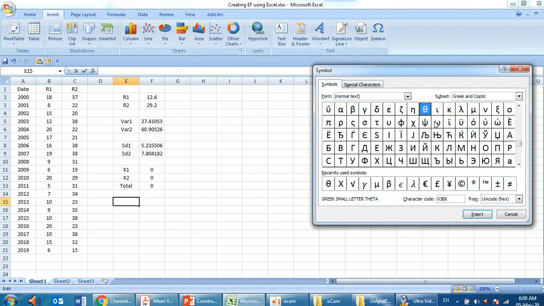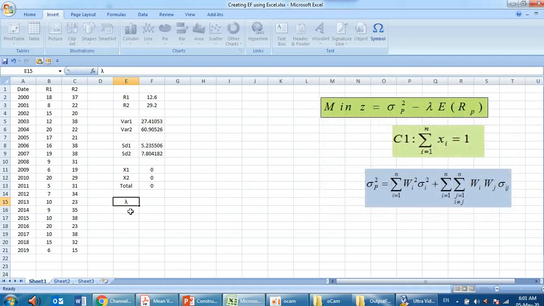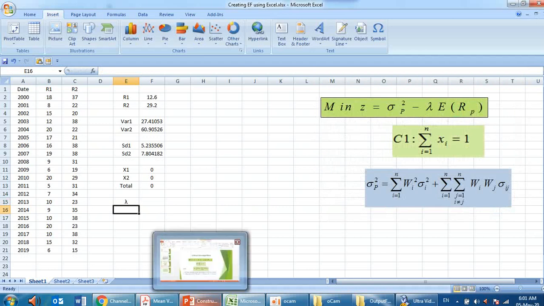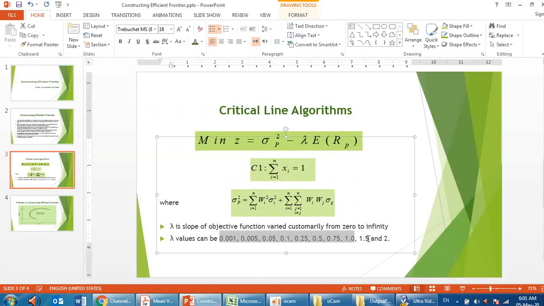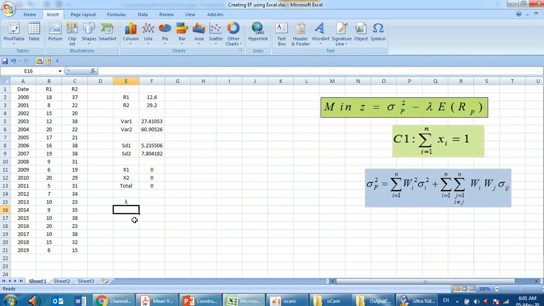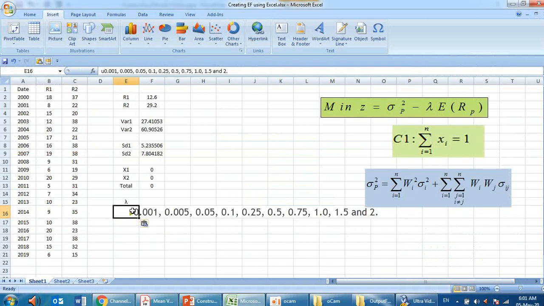Lambda values can be inserted over here. You can get the symbol over here. The lambda symbol is here. So lambda values, and I can take the lambda values that were given over here. These are the values I've got. The values are big enough, so I'll write them myself.